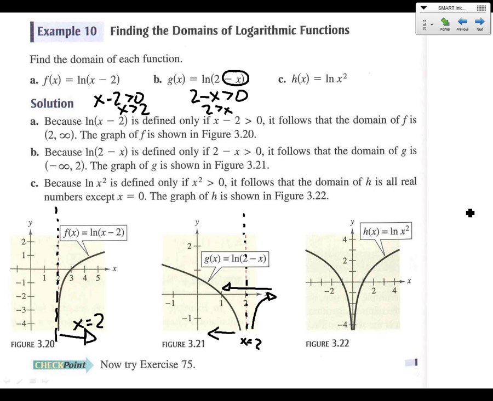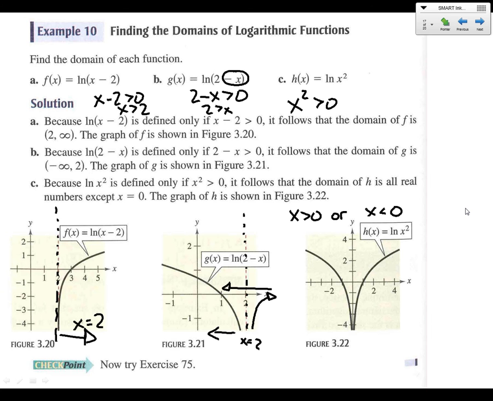All right, and so the last one here, we say x squared must be greater than 0. And so if we do this, we're going to say x is greater than 0, or on this one, x is less than 0, because we have two answers from the x squared.